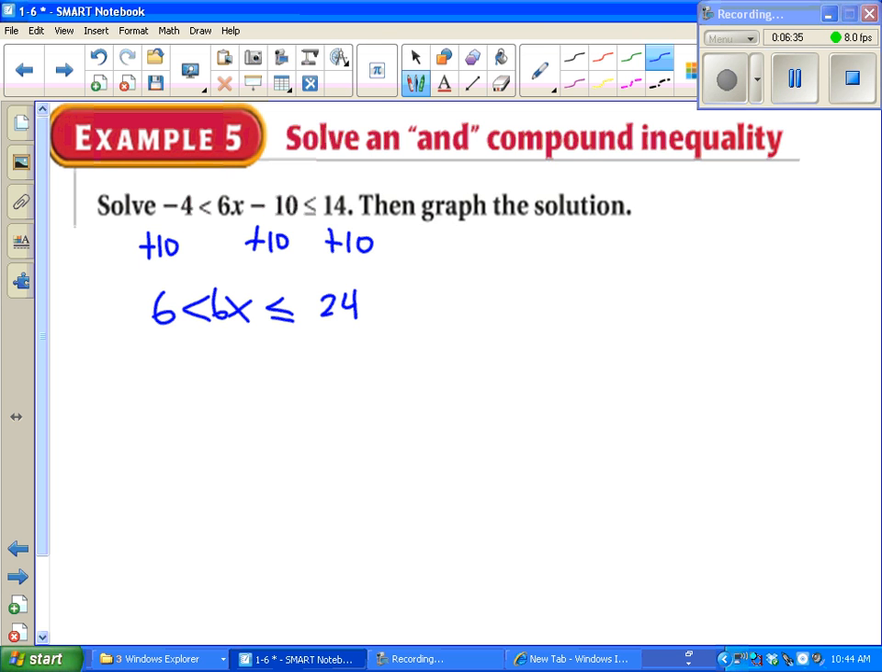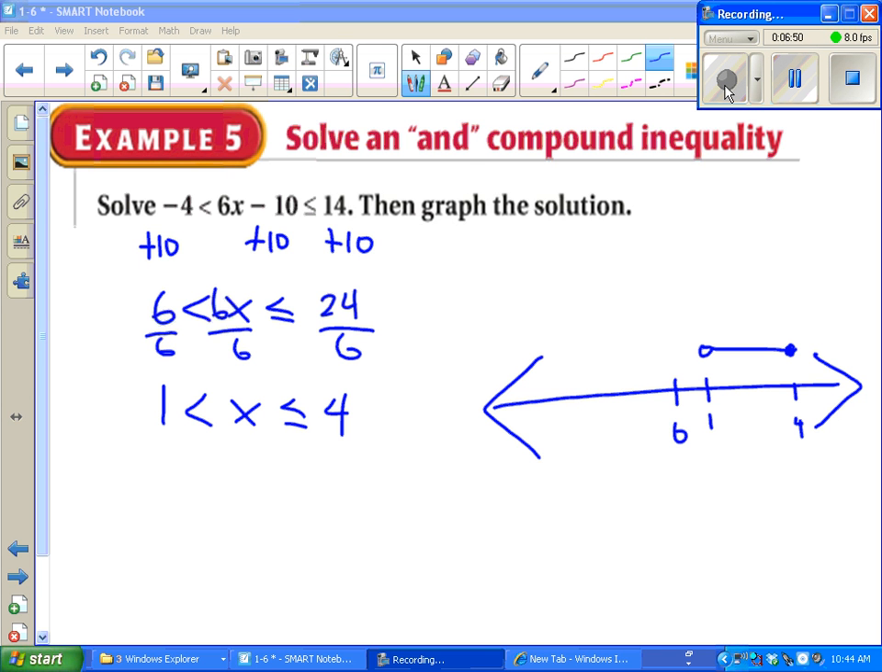Divide not both sides by 6. Divide all 3 pieces by 6. And we've got the inequality. Again, if we stop here, we've got a problem. You've got to draw the graph. When I'm grading, again, I'll be looking for the open dot, the closed dot, and the correct shading.